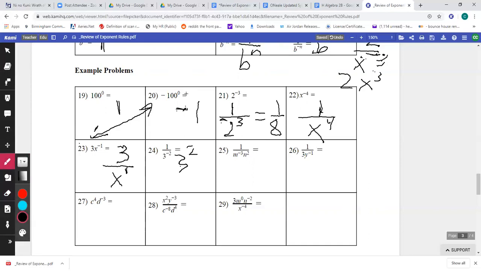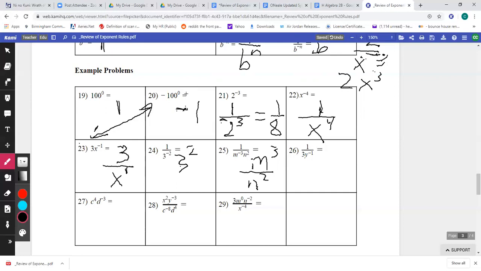Okay. Number 25, look at the bottom. The m is negative, the n is positive. So we only flip the ones that are negative. So my final answer should be m to the third over n squared. So you see how the n stayed put because it was positive. The m flips because it's negative, and then you make it positive when it flips.